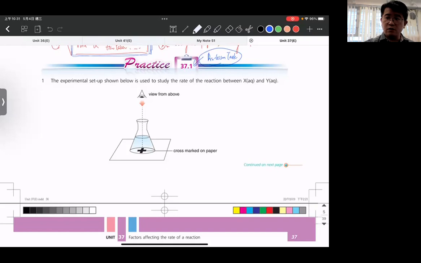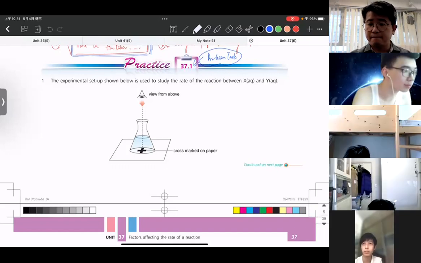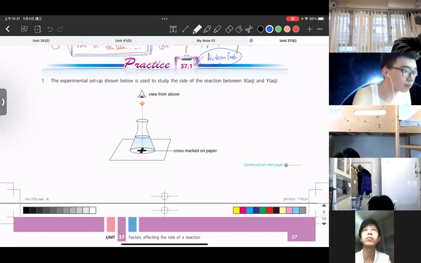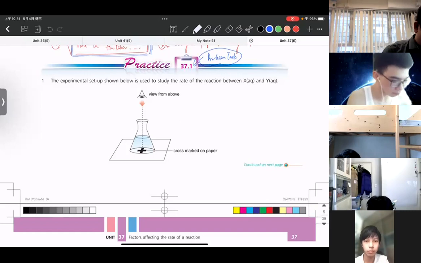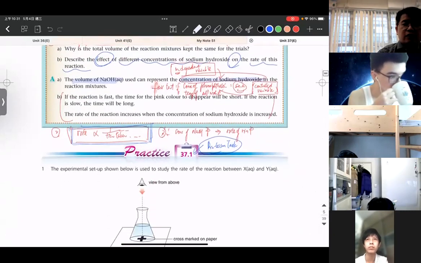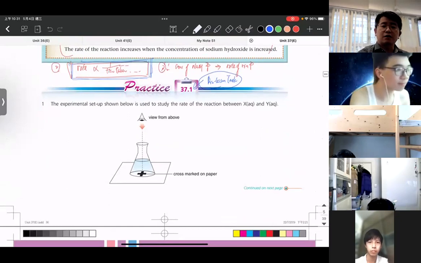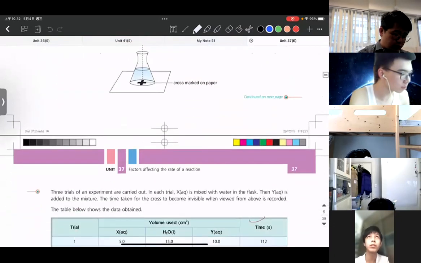Okay, we will start the lesson right away. Now, 37.1. We have got the coverage of concentration in the supplementary lesson last time. So let's check the answer for question 1.